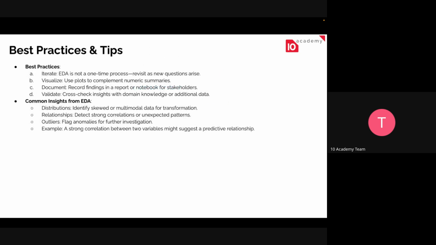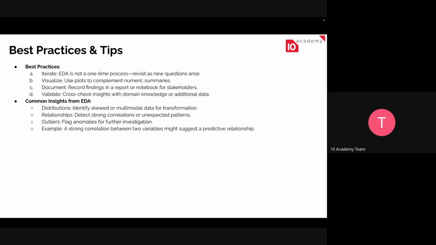And lastly, some tips and best practices when it comes to data profiling and performing EDA. The first one is iterate. So always iterate. Data profiling can be a one-time thing, but EDA is not a one-time process. So you need to redo things, revisit, ask different questions, and dive deeper into the EDA, into the analysis, and visualize them.